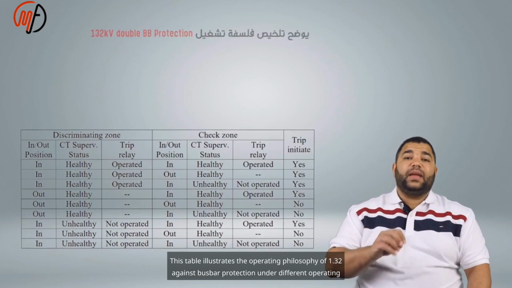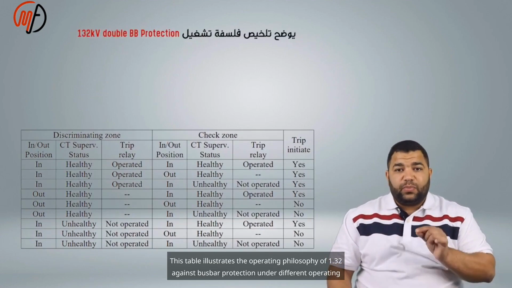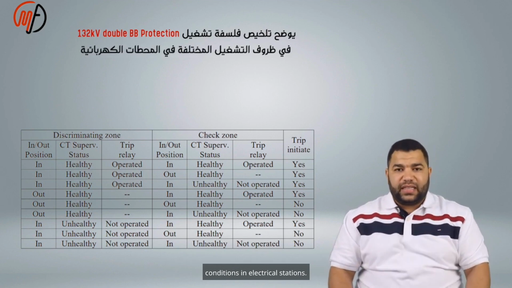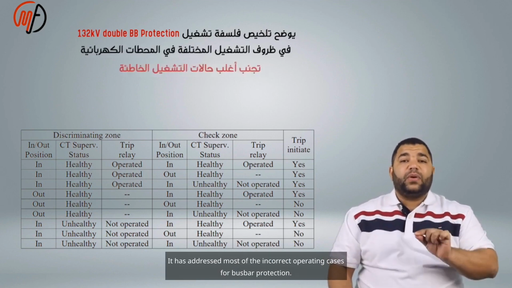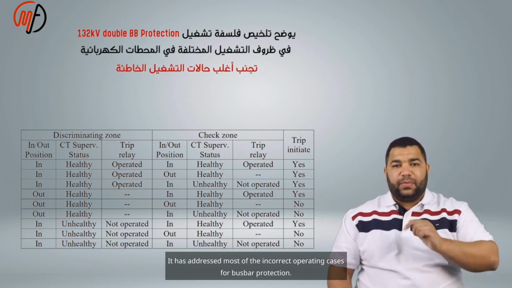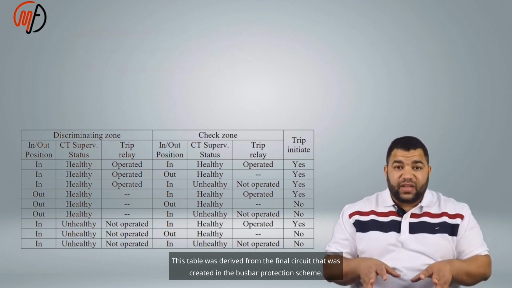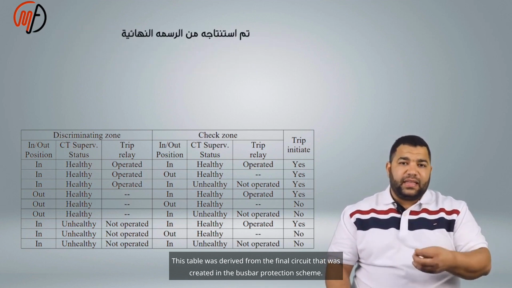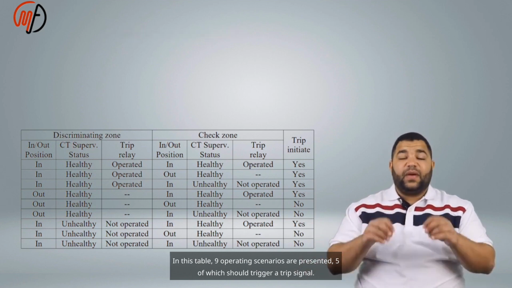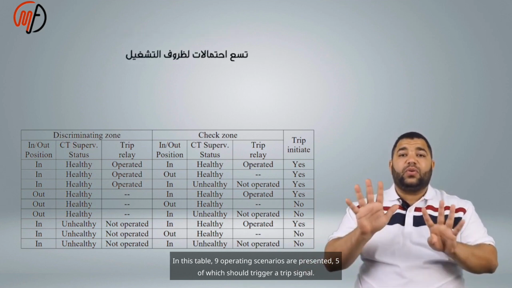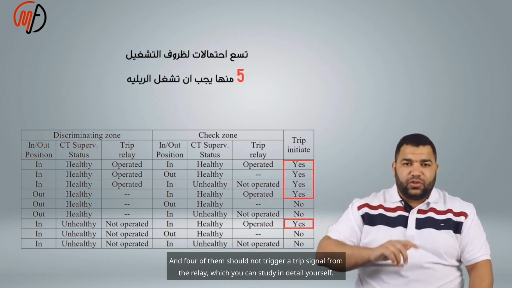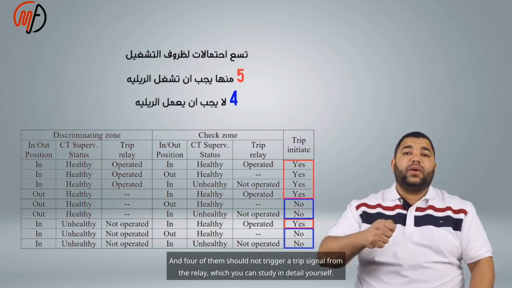This table illustrates the operating philosophy of 1.32 against busbar protection under different operating conditions in electrical stations. It has addressed most of the incorrect operating cases for busbar protection. This table was derived from the final circuit that was created in the busbar protection scheme. In this table, 9 operating scenarios are presented, 5 of which should trigger a trip signal, and 4 of them should not trigger a trip signal from the relay, which you can study in detail yourself.